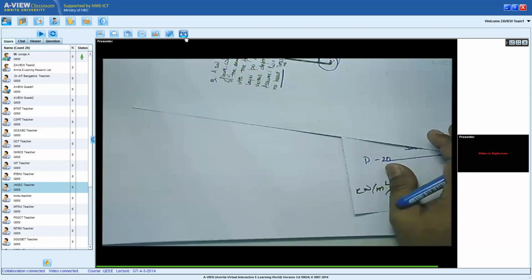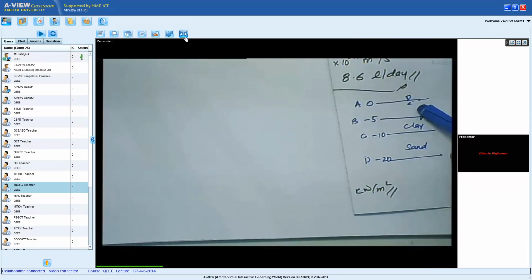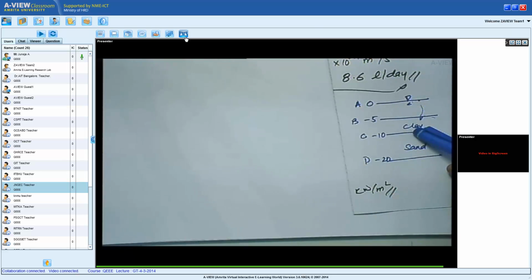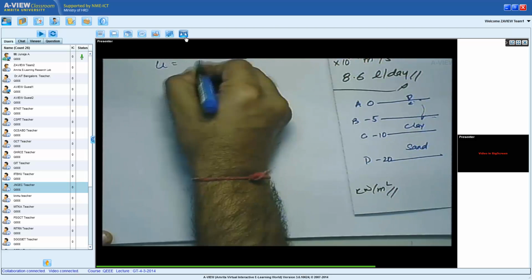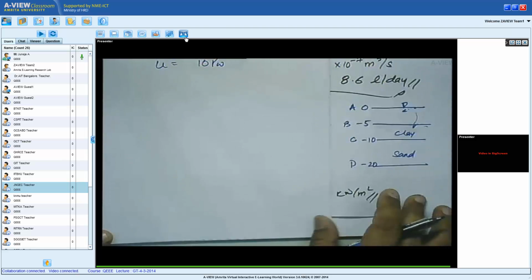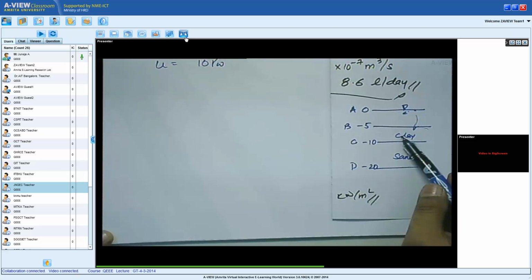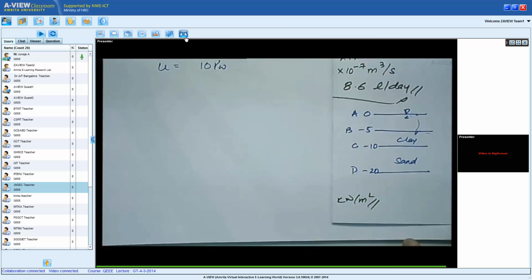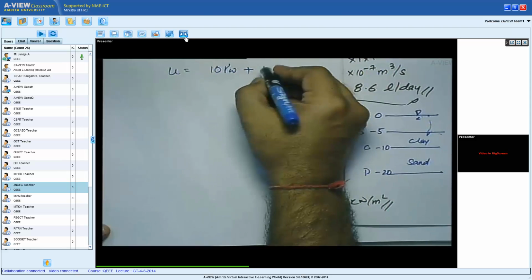What about the pore pressure? Pore pressure at this level would be the hydrostatic. There has to be another component which is seepage pressure. So pore water pressure equals to 10 times gamma W. It's 10, 5 meters over there, 5 meters over there. So it's 10. Plus the seepage pressure.